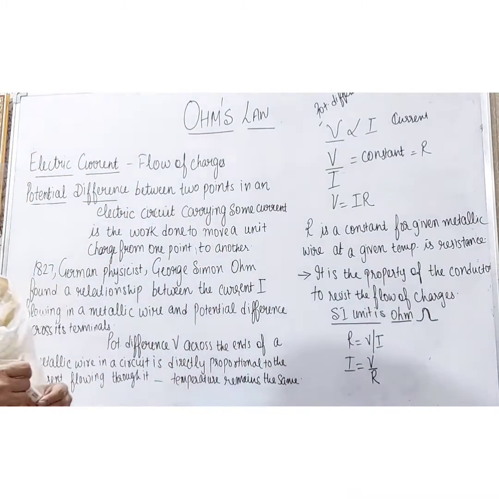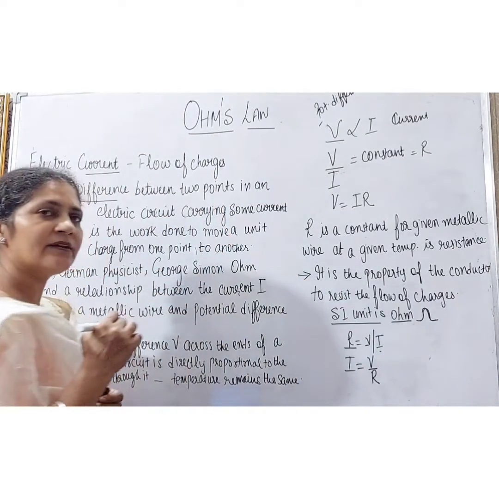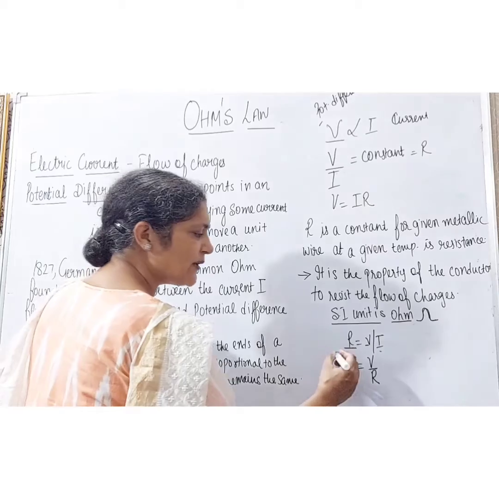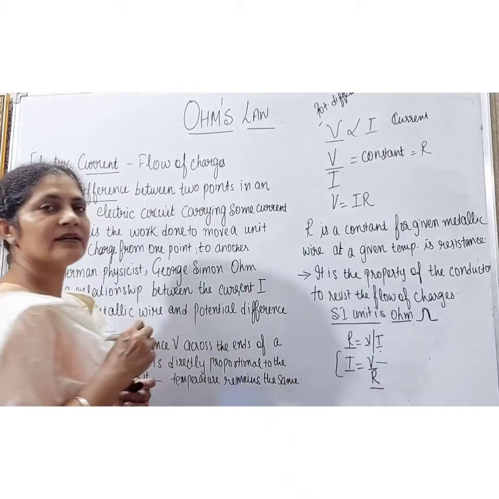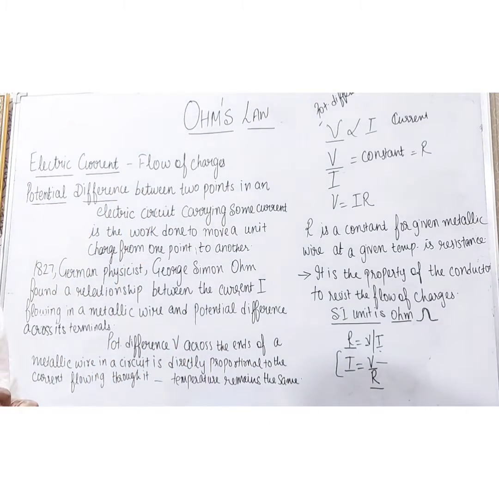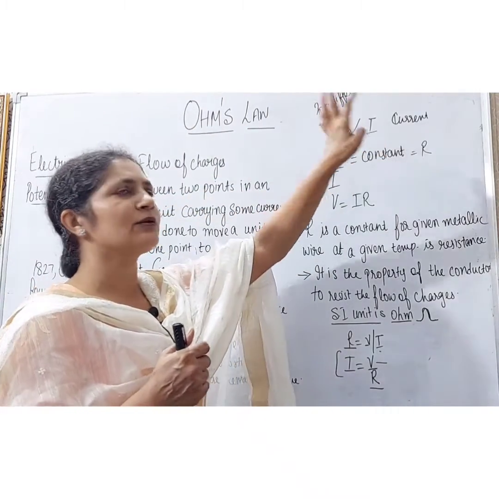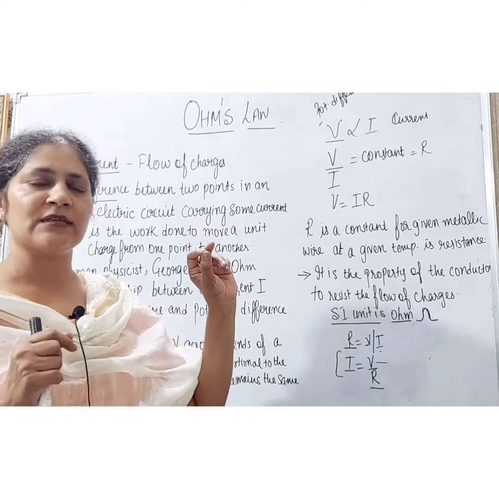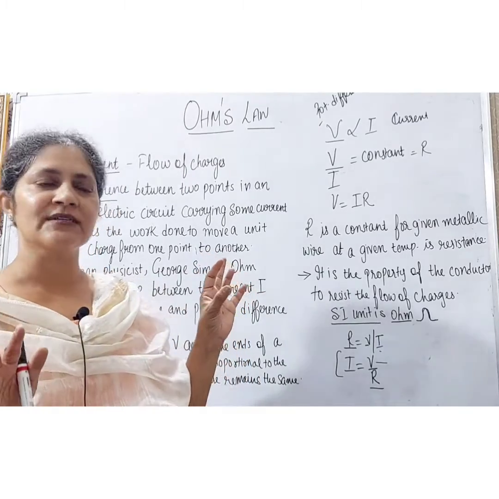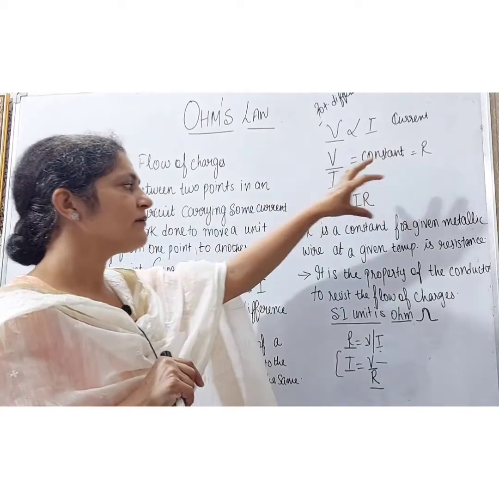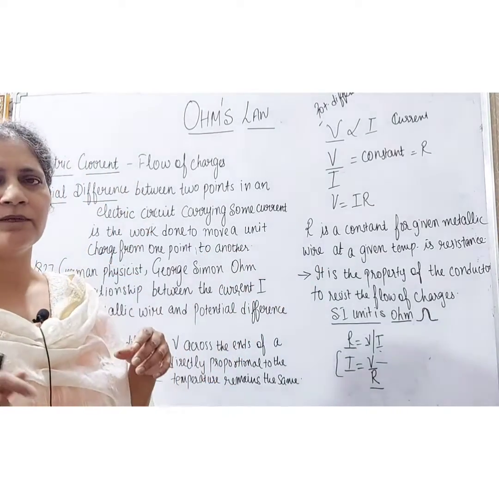Now from the above, it is concluded that resistance is equal to V upon I, potential difference upon electric current. So electric current is equal to potential difference upon the resistance. Now what does it mean? First of all, we will revise the formula in which potential difference is directly proportional to the current. This is given by Ohm's law, and when we have to remove the sign of proportionality, we put some constant. Here we put the constant R, which is known as the resistance. It is the property of the conductor to resist the flow of the charges.